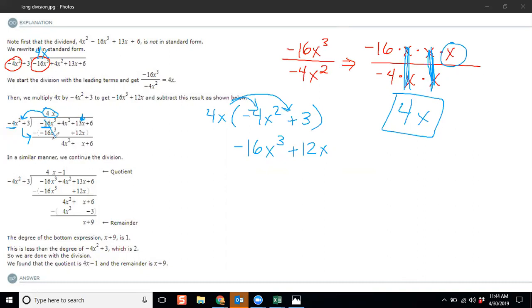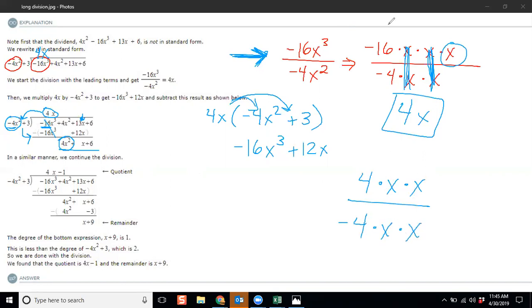So now I subtract. These cancel out. 4x squared, there is no other x squared. And then 13x minus 12x is equal to 1x. Then there are no other numbers, so the 6 just stays there. So now I have this right here. And I'll do the same thing I did up here, where I divide the leading terms. So I take 4x squared divided by negative 4x squared. So 4x squared is 4 times x squared, and negative 4x squared.